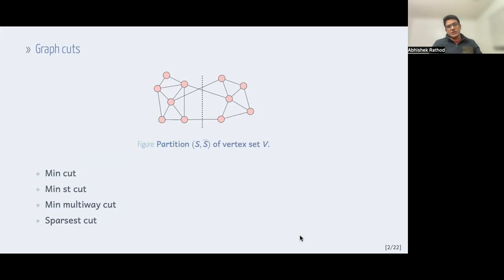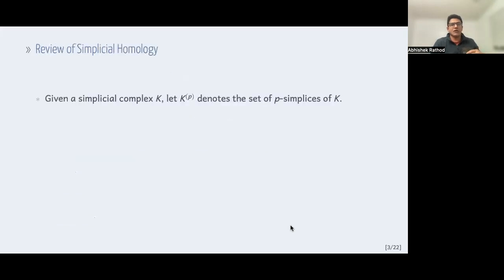Our goal in this work is to generalize the notion of cuts to simplicial complexes. To keep the talk accessible to a wider computer science audience, I'll briefly recall some of the elementary notions in algebraic topology. So here's my brief review of simplicial homology.